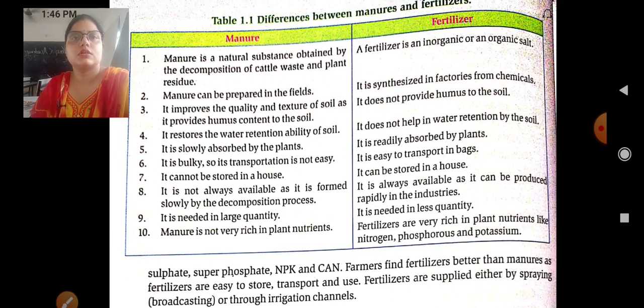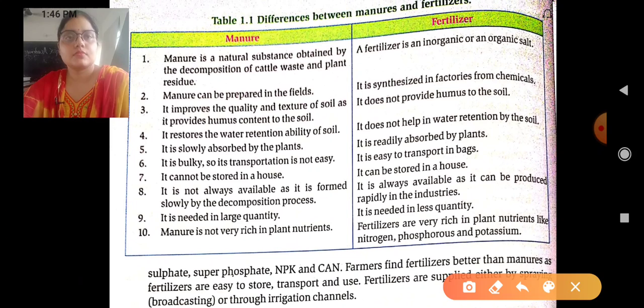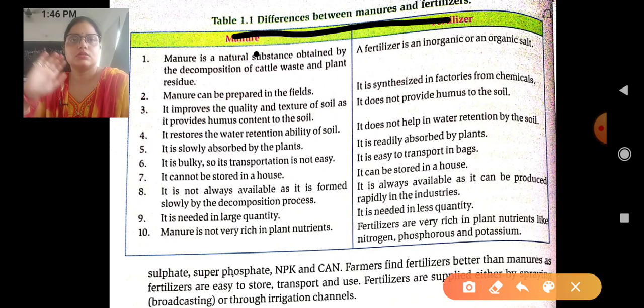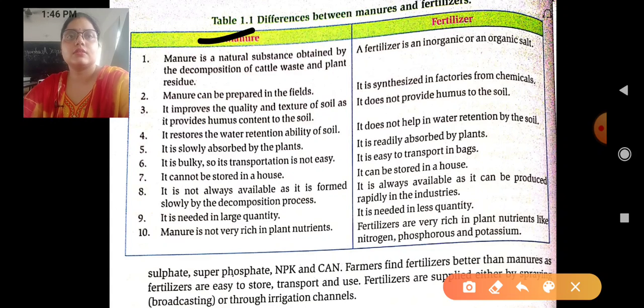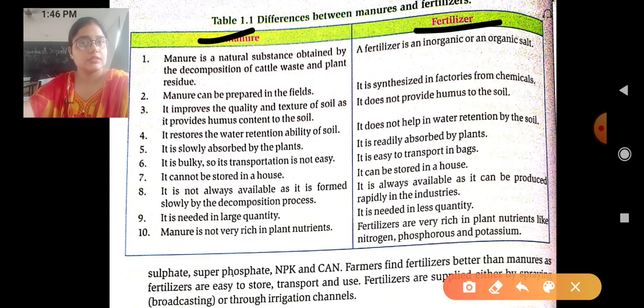Now the next topic is difference between manures and fertilizers. First one is manure, and second one is fertilizer. These 2 topics will be there, and you have to draw this table of difference between manure and fertilizer in your notebook. Clear? And you have to learn them also.